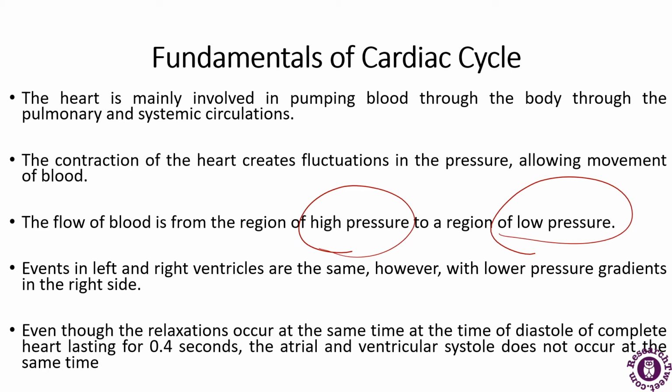The heart has two ventricles and two atria. The events in the left and the right ventricle are the same, however with lower pressure gradients on the right side. Even though the relaxation occurs at the same time, at the diastole of the complete heart, it lasts for about 0.4 seconds. The atrial and the ventricular systole do not occur at the same time. So, these are the fundamentals of the cardiac cycle.